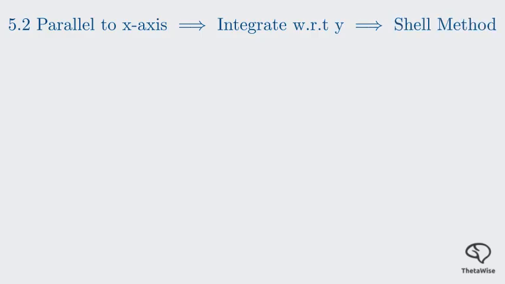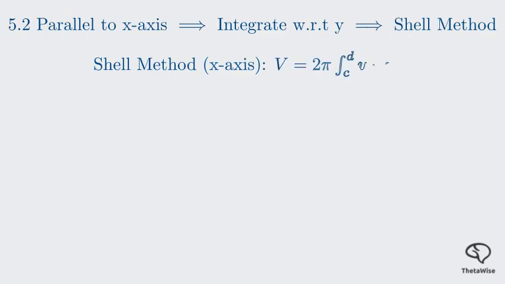The shell method formula for rotation about the x-axis is V equals 2 pi times the integral from c to d of y times x dy. This is a crucial formula to remember. First, we need to express our function in terms of y. From y equals x squared, we get x equals the square root of y for the first quadrant.